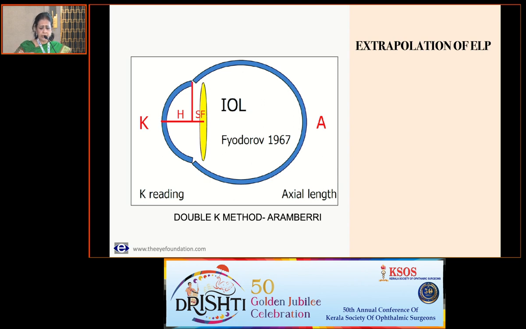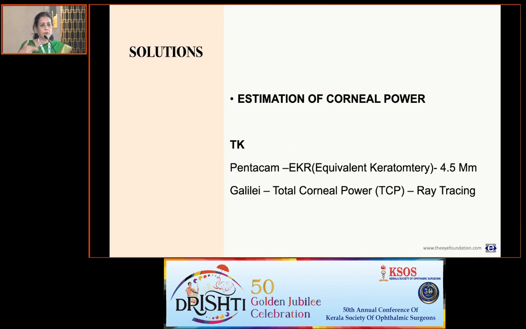However, the Aramberri double K method and the other newer methods which have come in, like Haigis's formula, do not rely on the pre-op K, and Haigis especially uses the anterior chamber depth to arrive at the ELP. So there have been modifications with the newer generation formulas. So the next question is, what is the solution which you're going to offer?